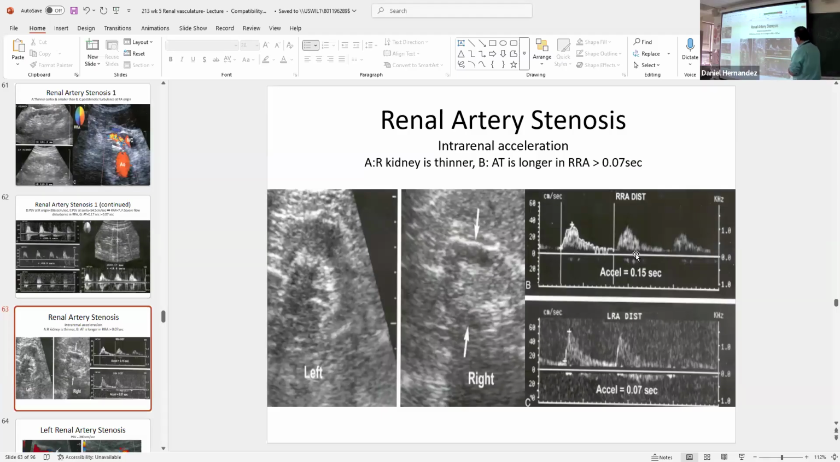Showing the intrarenal acceleration times. Here they put the caliper beginning at the start of systole and measure up along the slope to peak systolic velocity. Acceleration time here, 0.07, falls just within that normal range, and then a prolonged acceleration time.